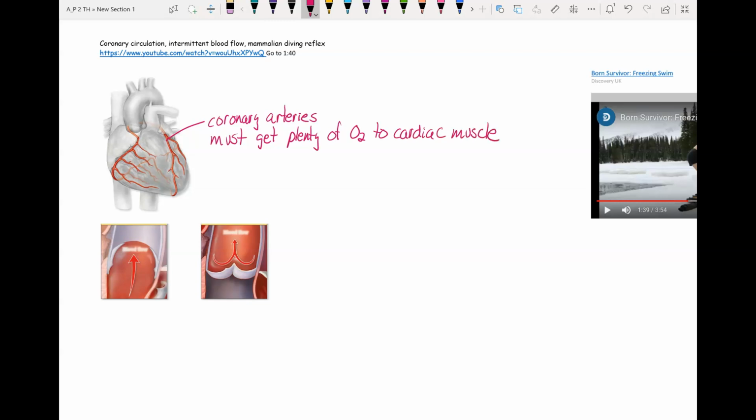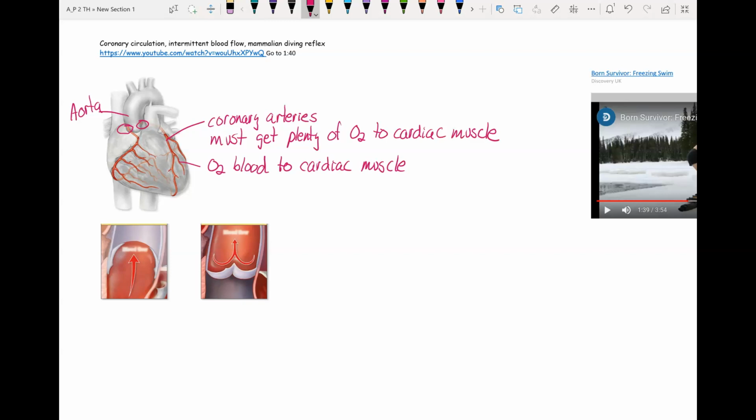So you have this system of these coronary arteries that branch off here from the base of the aorta to take oxygenated blood to the cardiac muscle. This is a great system and it usually works just fine. But there is what you could kind of think of as a design flaw in here.